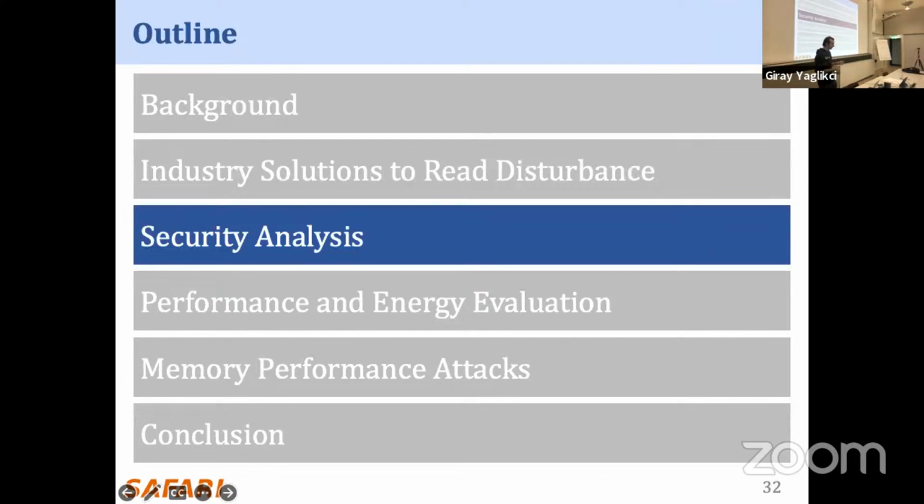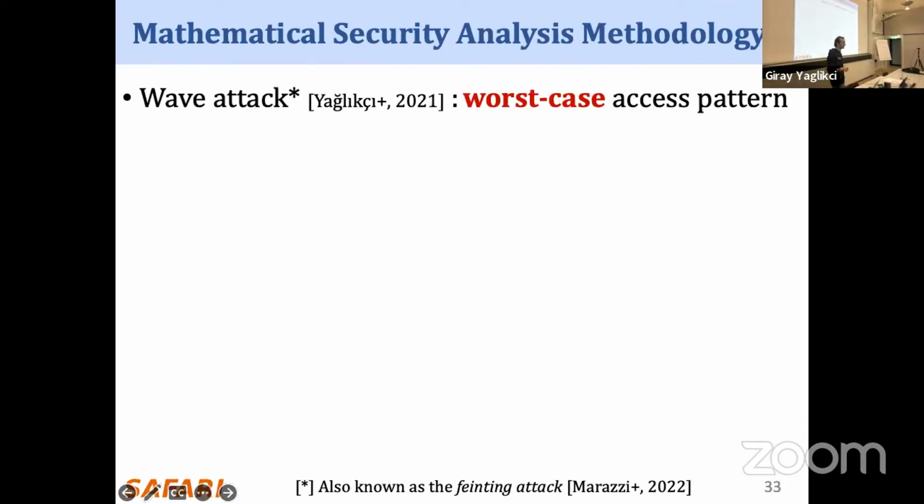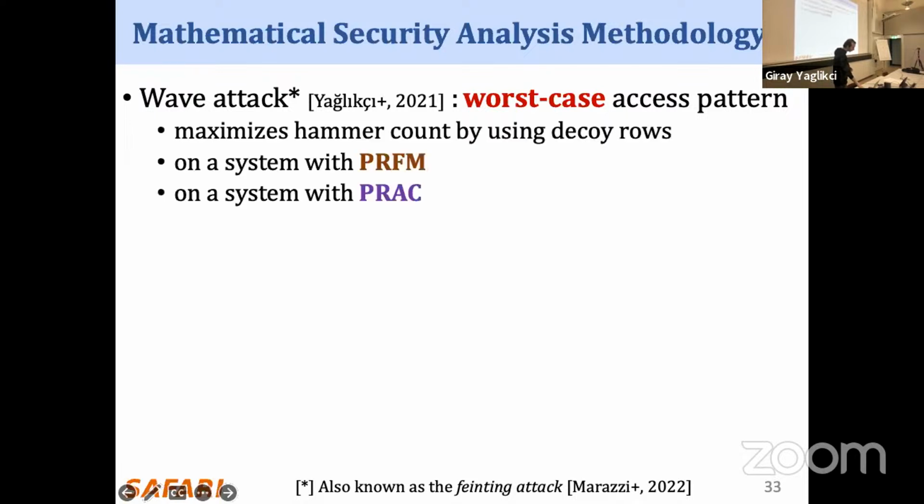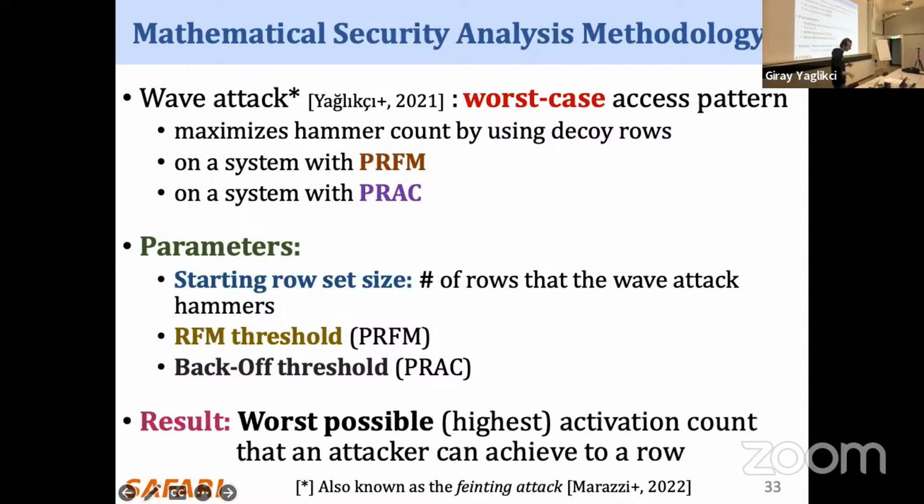So these were all described in the documentation that I showed in the beginning of the slides. However, what is not shown here is how you should configure these mechanisms and how secure they are based on their configuration. We perform a worst-case access pattern analysis, known as the wave attack or the fainting attack in the literature, to obtain the maximum amount of activations an attacker can achieve. And we sweep both the defense and attack parameters to obtain the highest activation count possible an attacker can achieve.